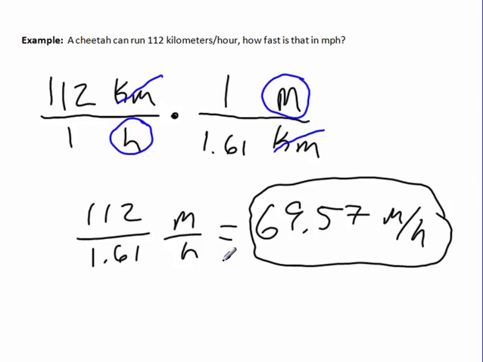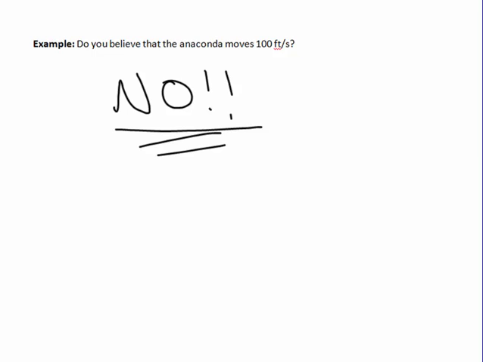Now, could you believe that an anaconda runs as fast as a cheetah, which is basically how fast we travel on the freeway? For me, do I believe that the anaconda moves that fast? That is a big resounding no. Absolutely not. There's no way that an anaconda moves as fast as a cheetah.